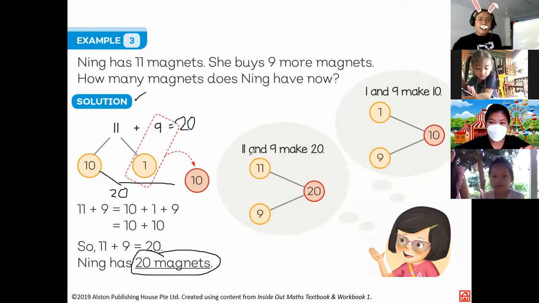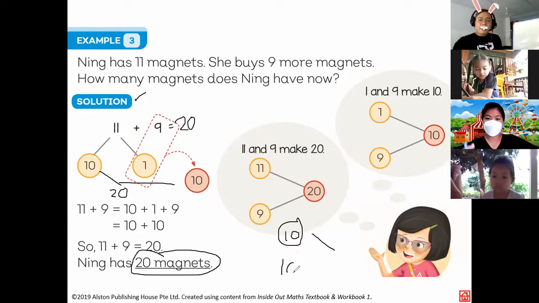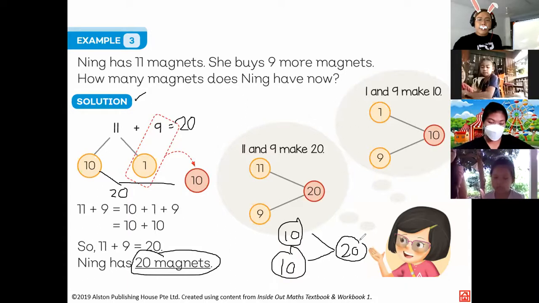So again, 11 and 9 make 20. And then 10 and another 10 make 20. So that's the other pair to get 20. And then 1 and 9, that will give us 10. So that's how we're going to add numbers by 10 or by making 10.